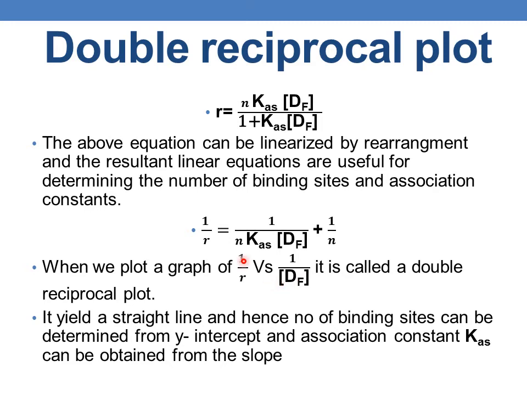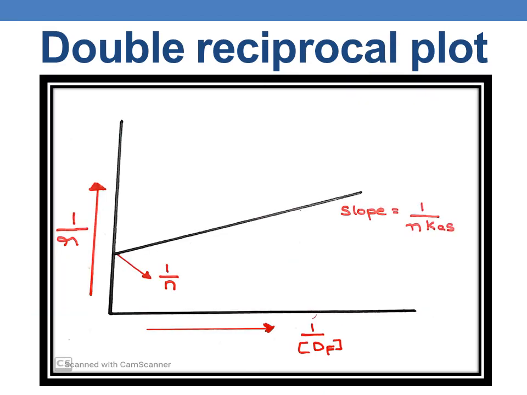plot, because we are taking two reciprocals. 1/R is a reciprocal and 1/[Df] is also a reciprocal. The graph is called a double reciprocal plot. The graph is also called the Lineweaver-Burk plot or Klotz plot. And this plot yields a straight line, and the number of binding sites can be determined from the y-intercept, and the association constant Ka can be obtained from the slope.